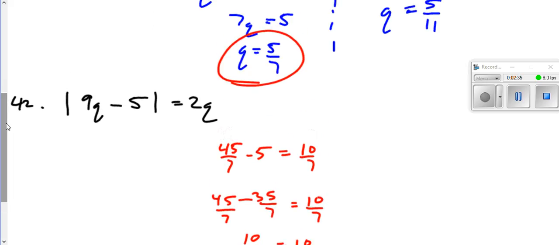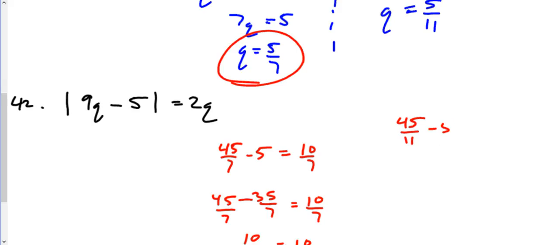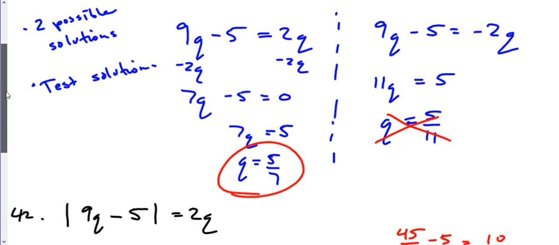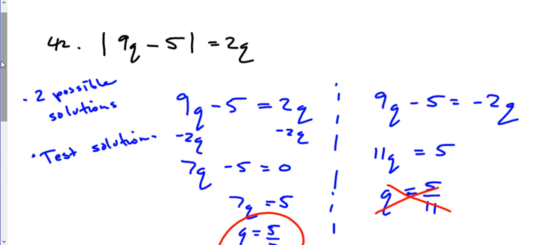We're going to do the same thing for this one, 5 elevenths. So we have 45 elevenths minus 5, and that equals 10 elevenths. How do we get that? We took 5 times 9, which is 45, and we're going to subtract 55 elevenths. Well, that's not going to work out, because we have negative 10 elevenths. It does not equal 10 elevenths. So this one does not work. We only have one solution for this problem.